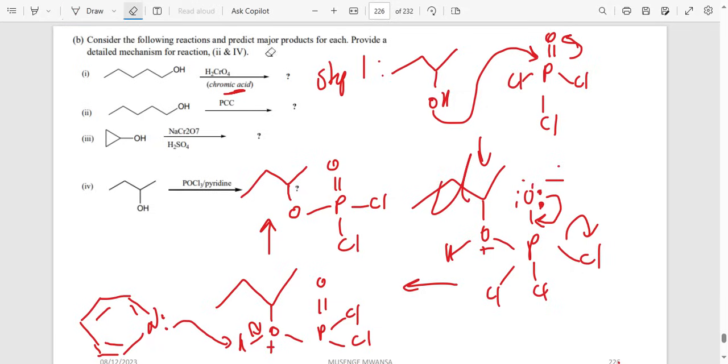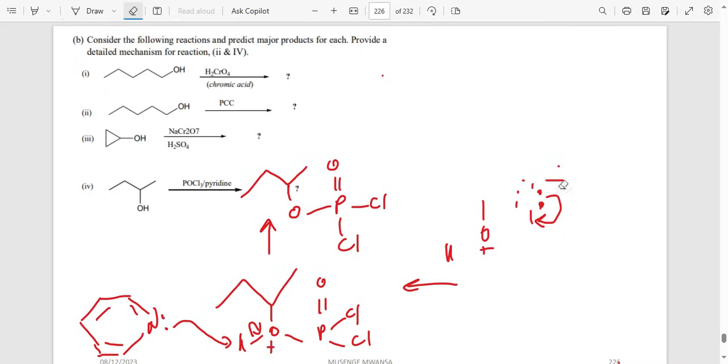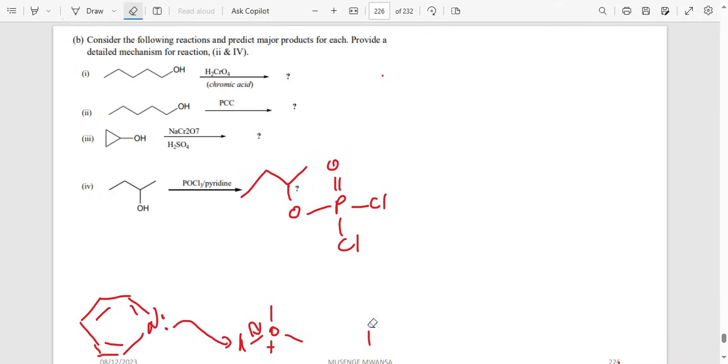But when you are using POCl3, we will not grab an alpha hydrogen. Instead, we grab a beta hydrogen. Every time you grab a beta hydrogen, your product is an alkene. When you grab an alpha hydrogen, your product is going to be a carbonyl functional group, which can either be an aldehyde or a ketone or even a carboxylic acid.